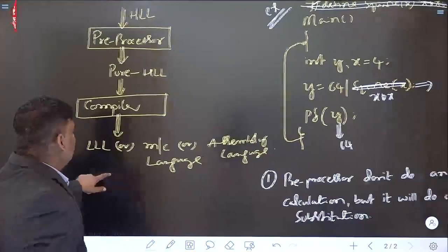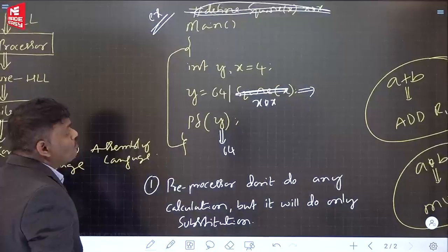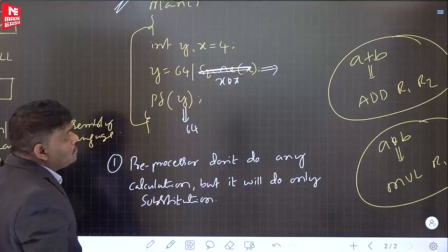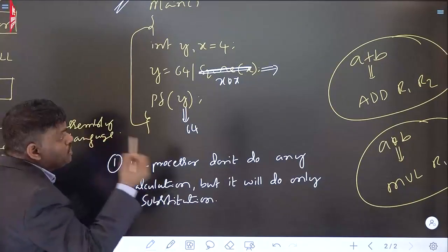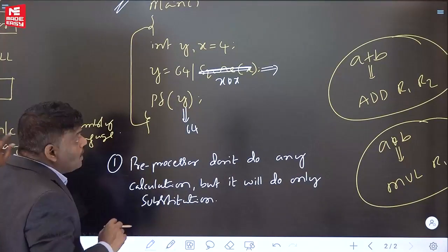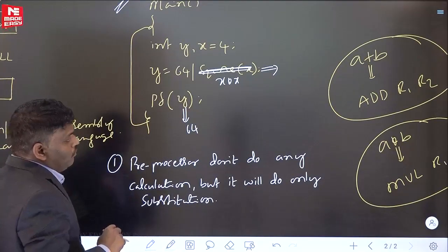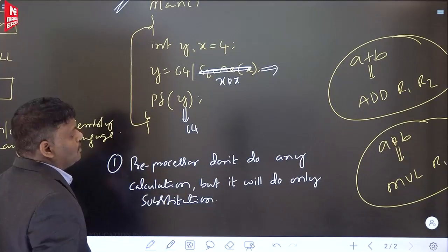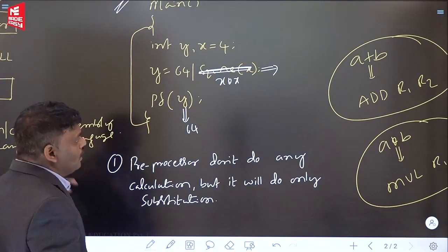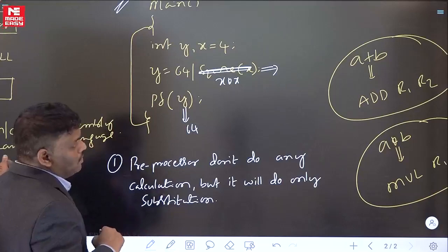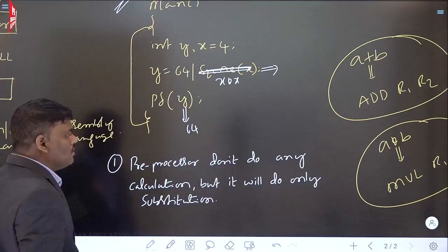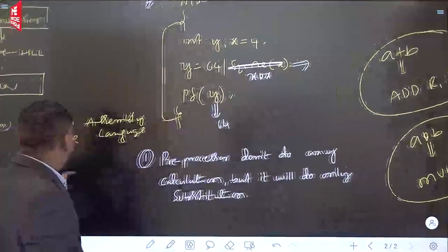I gave examples also. A plus B is the high-level language. Add R1, R2 is the low-level language. What is the meaning of low-level language? Only the machine can understand that. Machine means what? Processor. Processor can understand only low-level language. If you say A plus B, the user can understand. If you say add R1, R2, the processor can understand. That is the reason it is also called machine language or low-level language. A star B, the user can understand. That is the meaning of high-level language. Mul R1, R2, the processor can understand. That is called machine language, which is also called assembly language, which is also called low-level language.